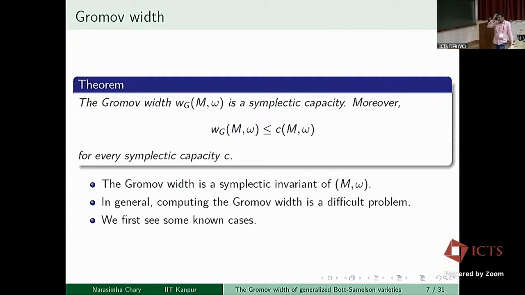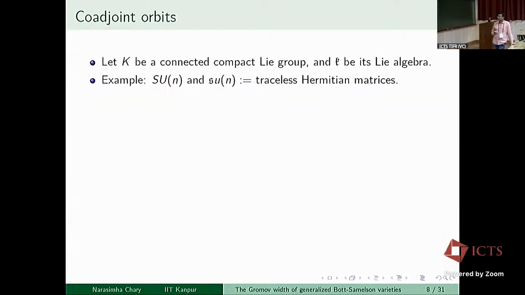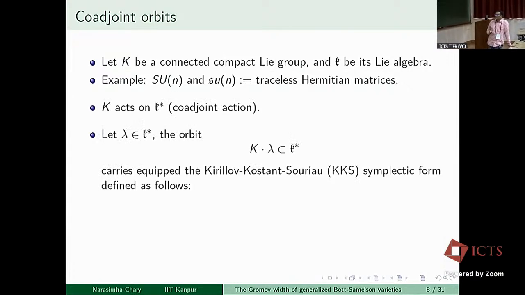In general, it is a difficult problem to compute explicitly. There are some known cases, which I will explain now. The first ones are coadjoint orbits, which maybe I just recall. If you have a connected compact Lie group, you look at its Lie algebra. Examples are SU(N) or the Lie algebra of SU(N).